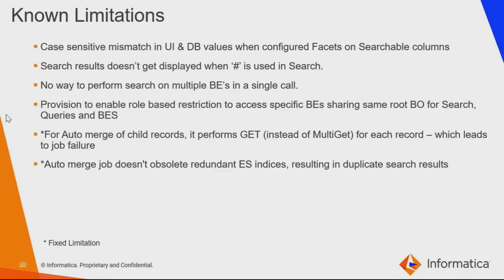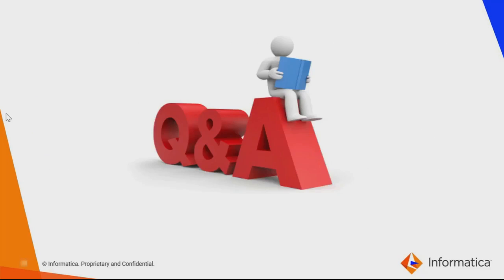Also, with respect to auto merge, whenever we merge two particular records, the losing record's indices don't get deleted. That results in duplicate search results.